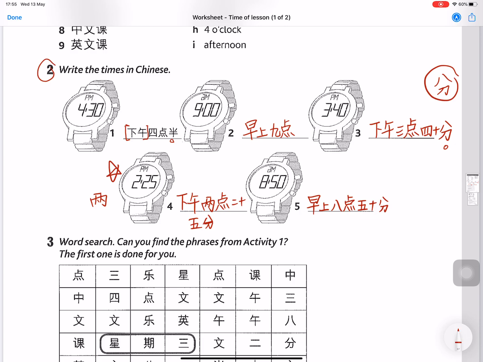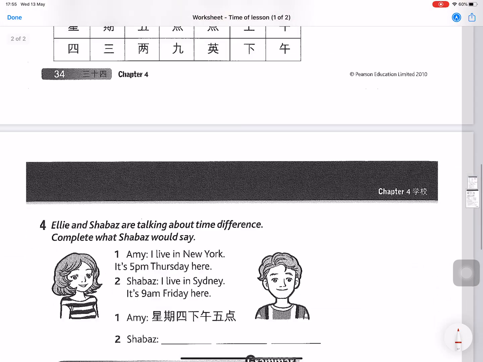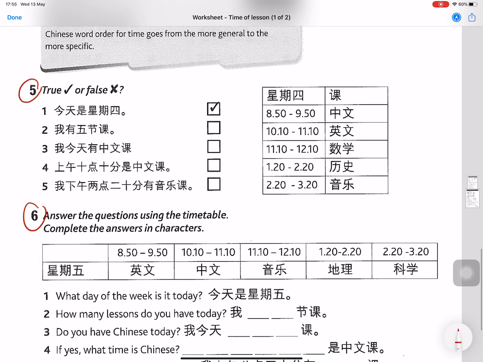Most of you did roughly okay for question 2, but for question 5, I can see more mistakes. So you need to have a textbook with you to check the words if you're not 100% confident with the characters. So here, the example 1, 今天 means today, and 星期四 Thursday, so it's saying today is Thursday. And it's correct because you can see Thursday here, so this is the Thursday timetable. So it's correct.